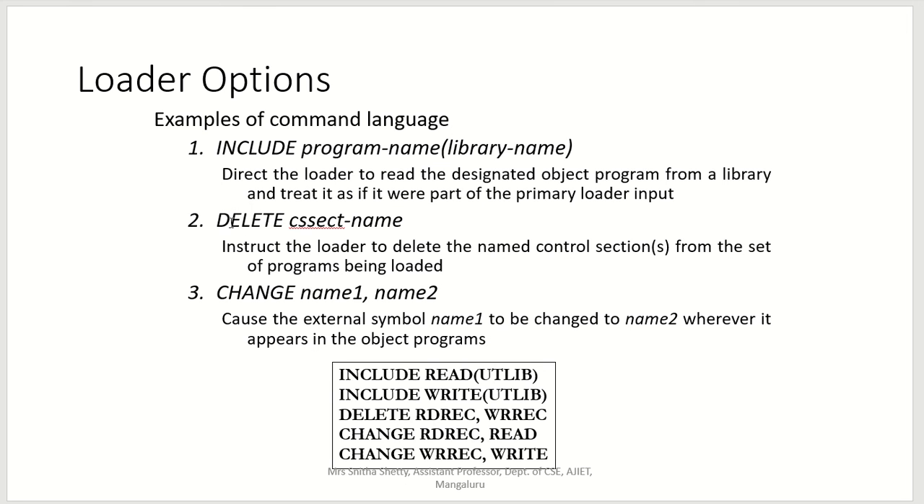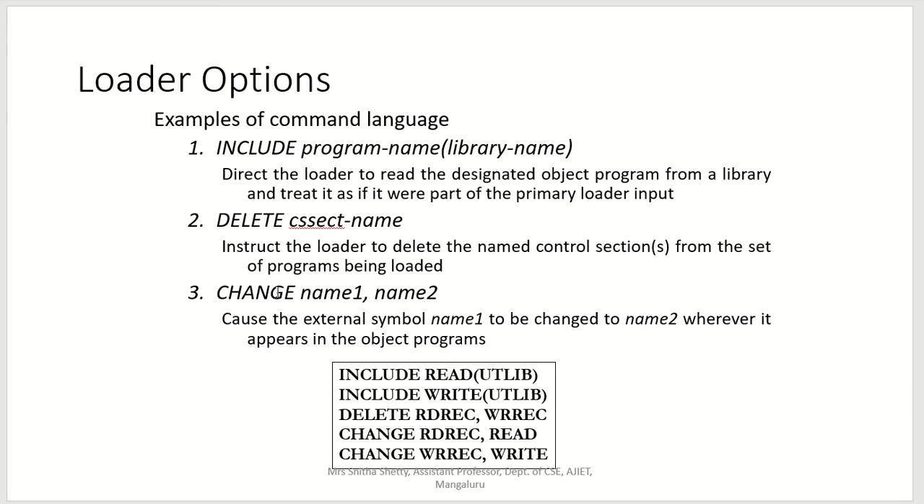If the loader wants to delete a section, it will use the option delete control section name. For example, delete read record, comma, and you can add any number of control sections here: delete read record, comma, write record.